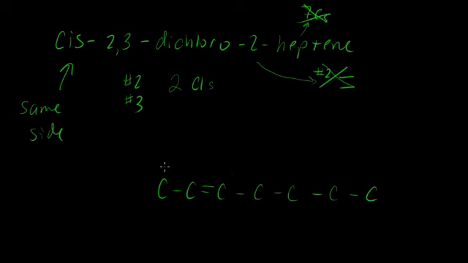That's done. And let's just number these: 1, 2, 3, 4, 5, 6, 7. All right, we have 2 chlorine atoms off of 2 and 3. Okay, and we want them both on the same side because we're cis. All right, is that it? I think that might be it.